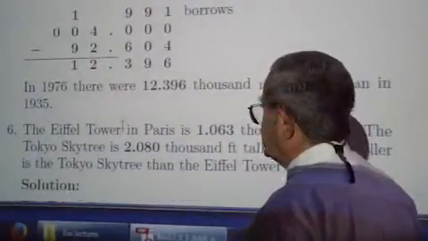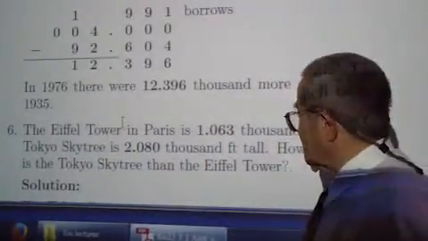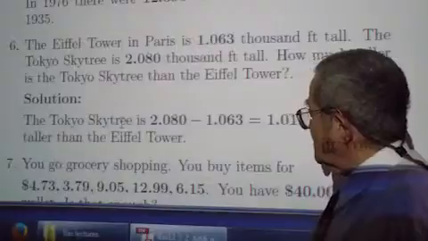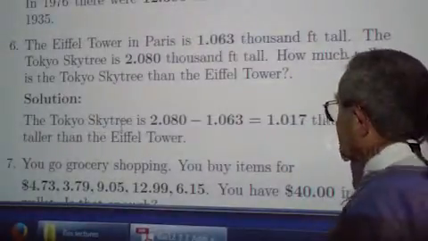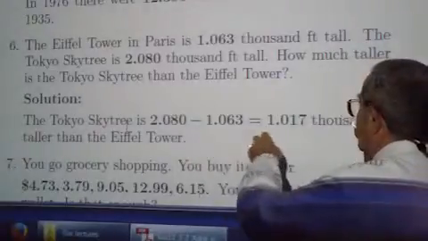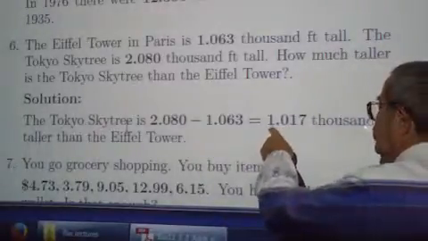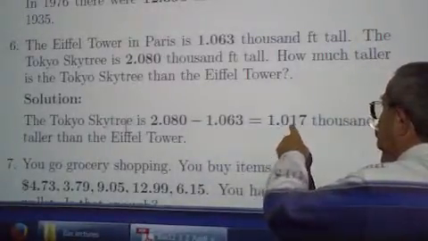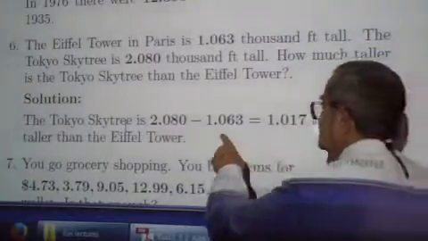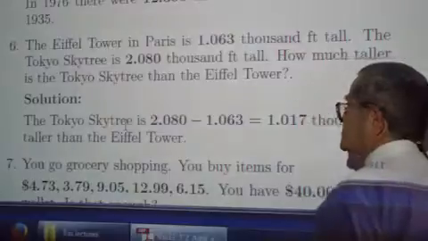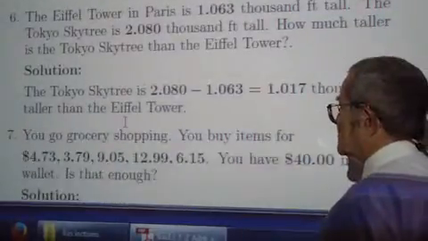The Eiffel Tower, I don't think we got to, so I'm not going to do it here either. I recall I ran out of time last time. If you wanted to take the numbers down, you have 1.17 thousandths feet less in the Eiffel Tower than in the Tokyo Sky Tree.